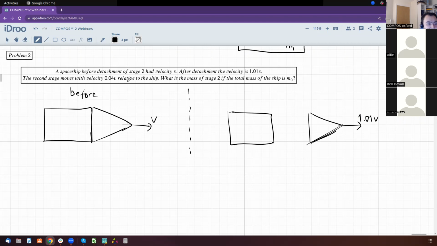The second stage moved with velocity 0.04 v relative to the ship. And that's a key piece of information. So it's not moving at velocity v. So what is the velocity of this stage? And once you answer this question, everything becomes super easy. It is not 1.05 v, no. Otherwise, it would be going faster than the front of the ship.